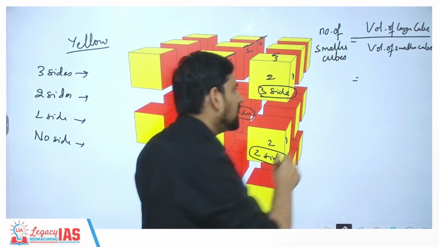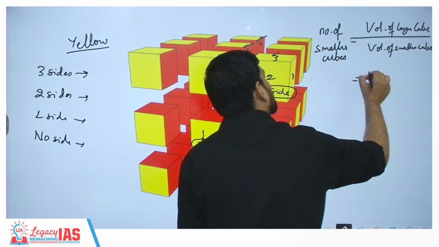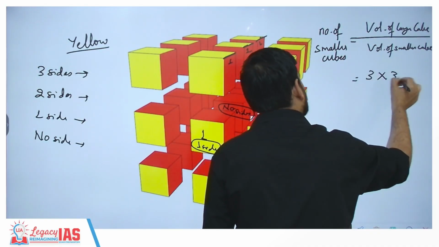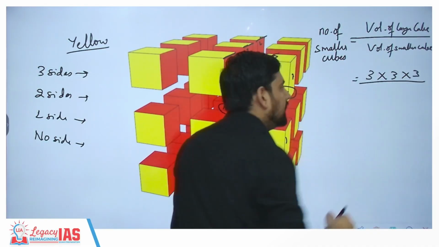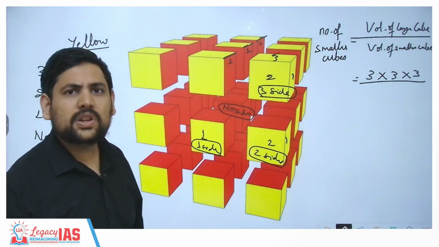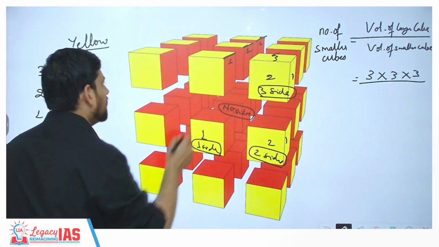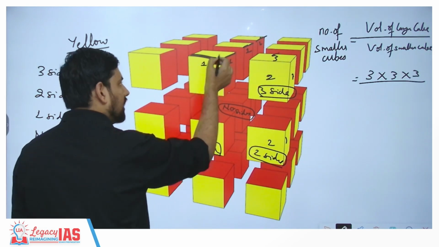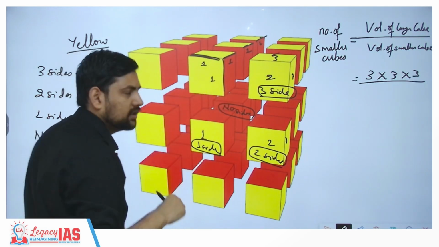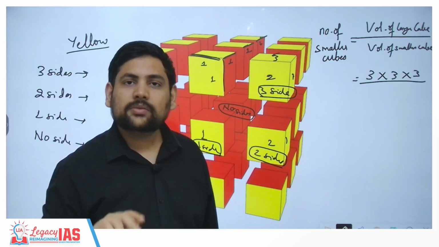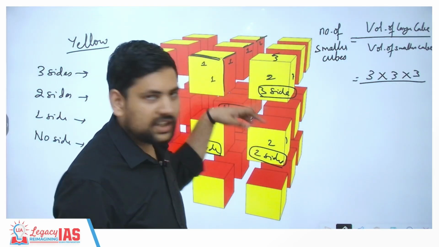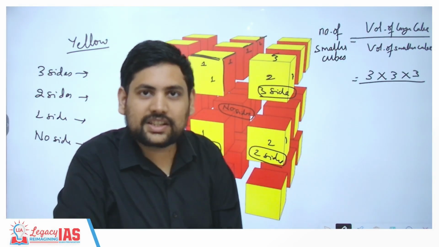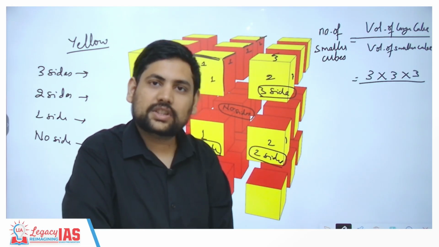So what will the volume be? Length into breadth into height. All of them are 3. So 3 into 3 into 3, divided by the volume of the smaller cubes. If you see, this is of length 1, this is also of length 1, and this is also of length 1. So all three are 1, 1, 1 because they are cubes. All three sides will be equal only. That is the definition of a cube. These three sides are equal.